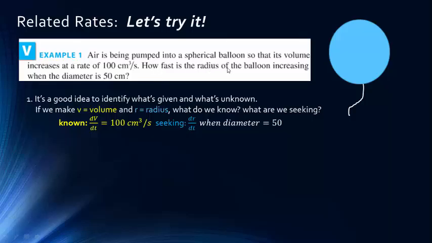It's asking us how fast the radius of the balloon is increasing, so we're trying to figure out the derivative of the radius with respect to time, when the diameter is equal to 50. That's not one of the variables we've already identified, volume and radius, but hopefully you know that the diameter is equal to 2 times the radius, so when the diameter is 50, our radius would be 25. Okay, so the next thing we want to do is identify an equation that relates the two quantities.